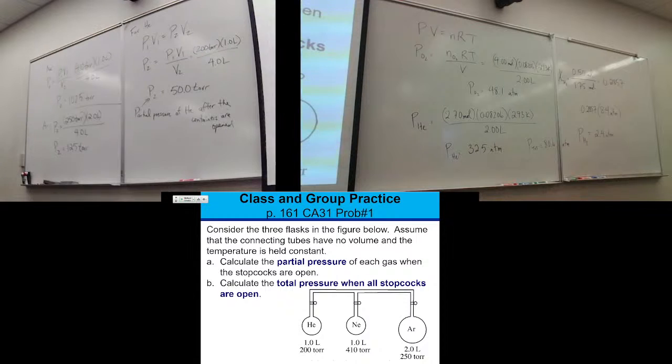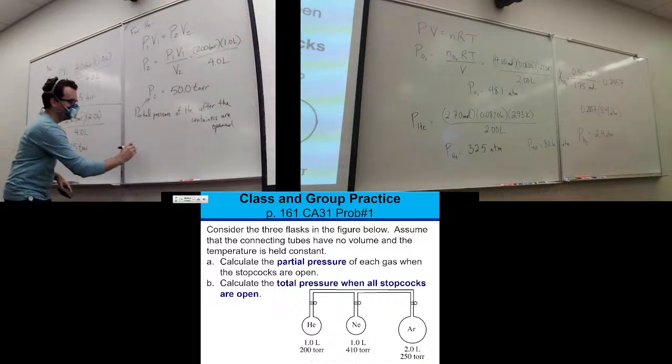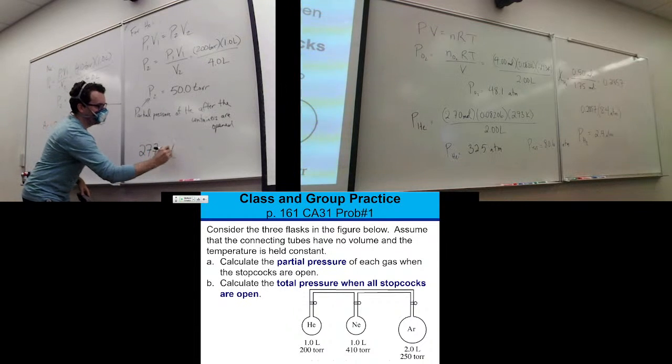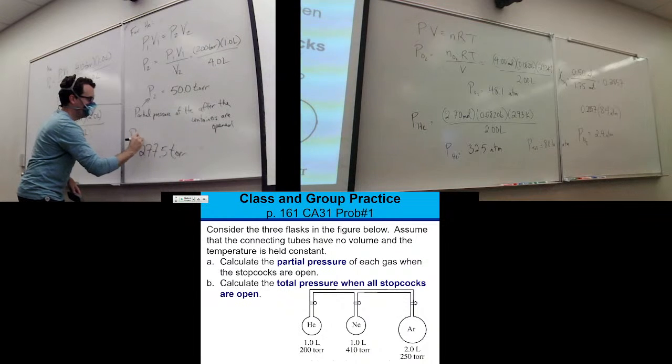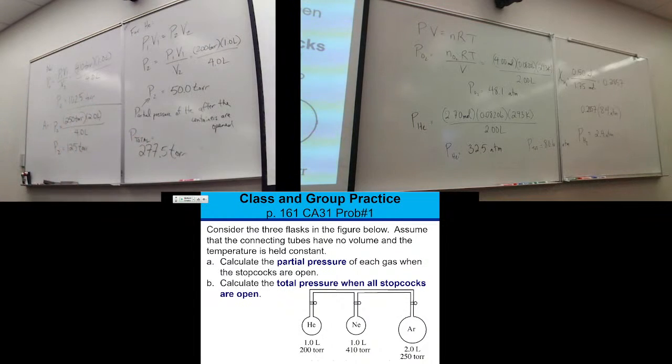So we've got our partial pressures for all the individual gases. So what does it mean? What is the total pressure after the system has been opened together? The total pressure is the sum of the partial pressures. So we've got 50 and 125 is 175 plus 102.5 is 277.5. So the total pressure is 277.5 torr. It sounds like a really complicated problem, and it is, but you boil it down to partial pressures, and then it gets super easy. It's just Boyle's law.